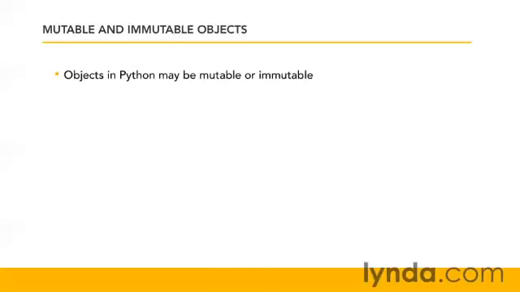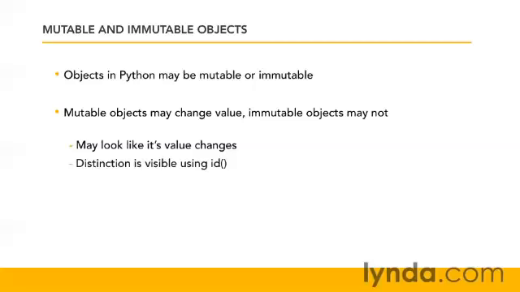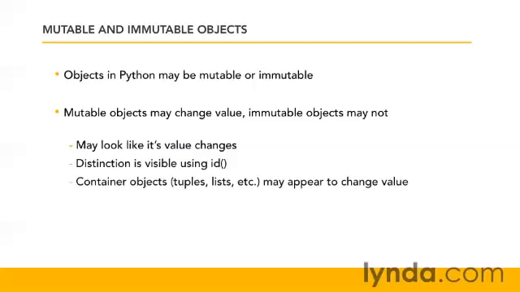Objects in Python may be mutable or immutable. Mutable objects may change value. Immutable objects may not. Some immutable objects at times may look like they're changing their values. They're not actually changing their values, though. The distinction is visible using the ID function.